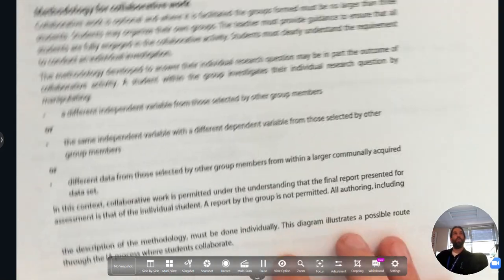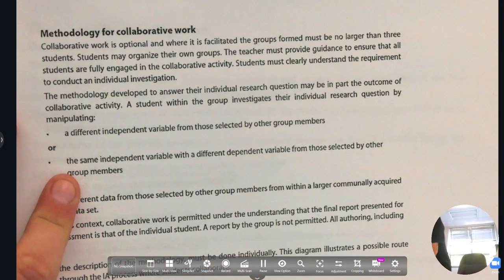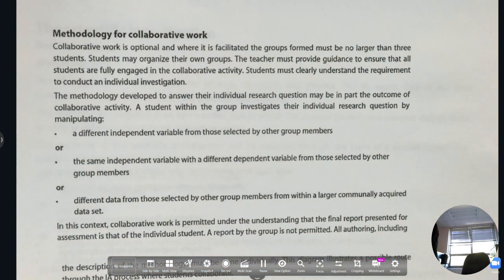All right, so we got to be careful when we do this, though, okay? Students may organize their own groups. I will provide guidance to ensure that all students are fully engaged in the collaborative activity. That means if you're working in the group and doing your data collection all together, you all have to be able to show up on the same day. You all have to be able to participate in it. If Meha, Ruby, and Laura? Yeah, sorry. I get you mixed up.